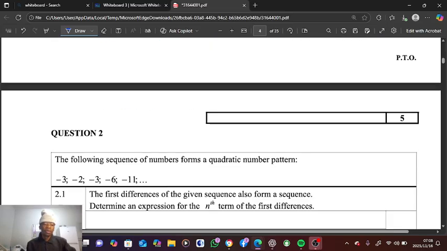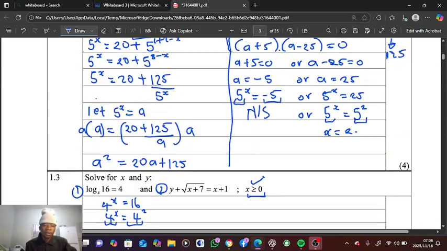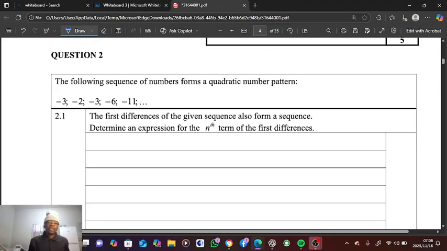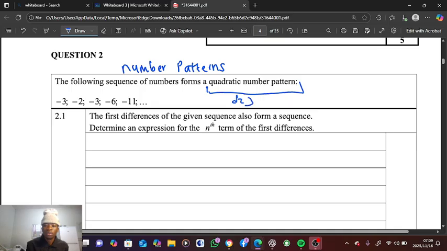Then we move. So we are done with algebra so far. We move to question number 2, which is our number patterns. So by number patterns, they say the following sequence of numbers forms a quadratic pattern. This is a quadratic sequence. We know that in a quadratic sequence we might have two differences. So we're gonna have negative 3, negative 2, negative 3, negative 6, negative 11.